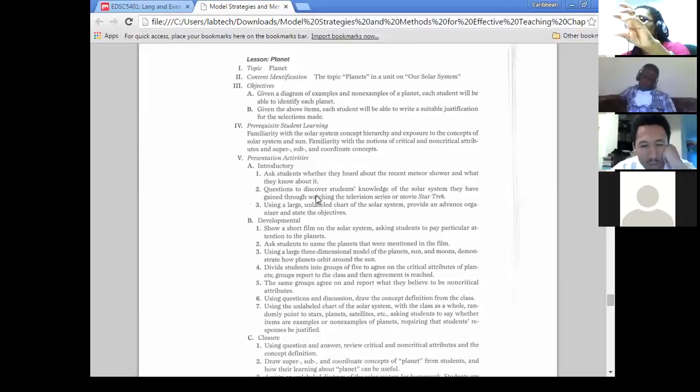Okay, but you've got the point, the whole idea, and to go back to your earlier question, Jason, about the different levels of your domains: cognitive, psychomotor, affective domain, your objectives. I'm going back to your objectives question. The fact is that students are given a diagram and they are asked to identify the planet. They are given some items and they're able to write suitable justification. This is all cognitive. All right?